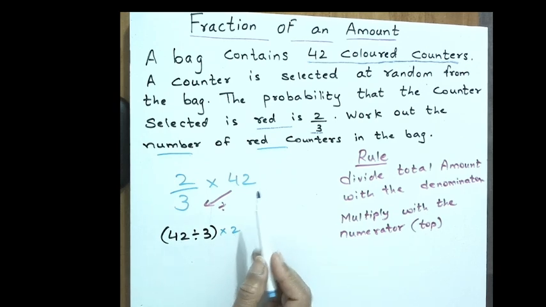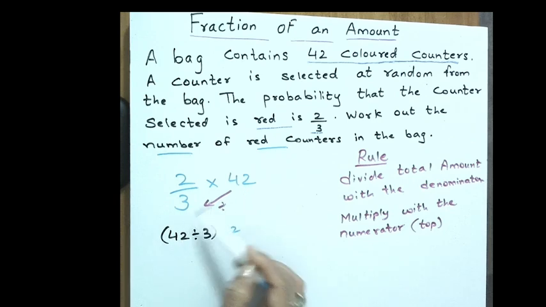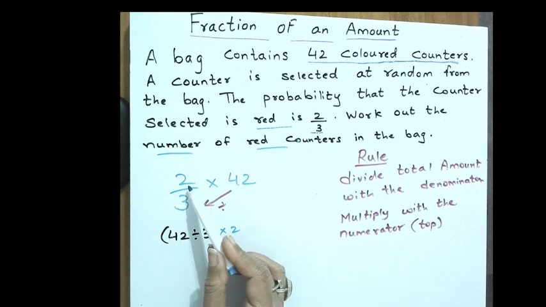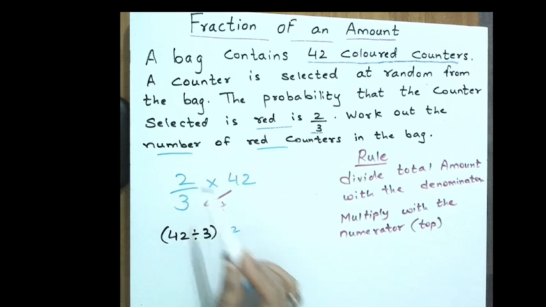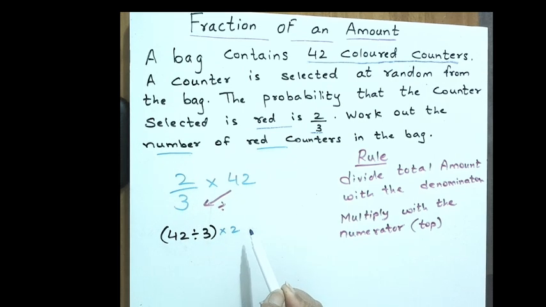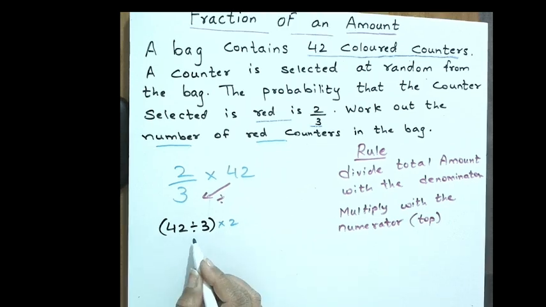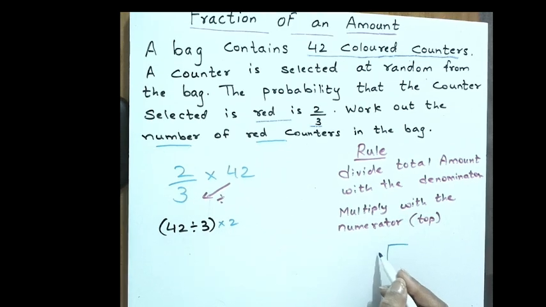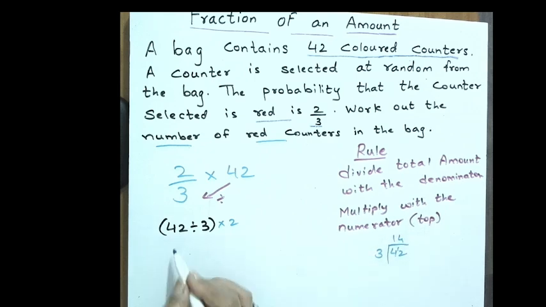I repeat. Whenever you need to find the fraction of an amount, you divide by the bottom and times by the top. So how many 3s can make 42? You can use the bus stop method if it is a non-calculator paper. How many 3s can you get in 4? 1, and the remainder is 1. Now you have 12. How many 3s can make 12? 4. So the answer is 14.